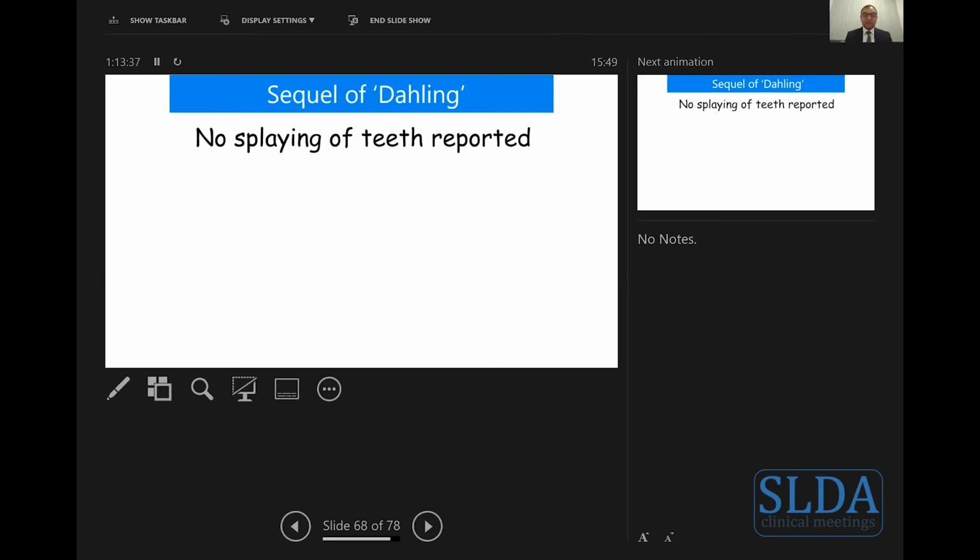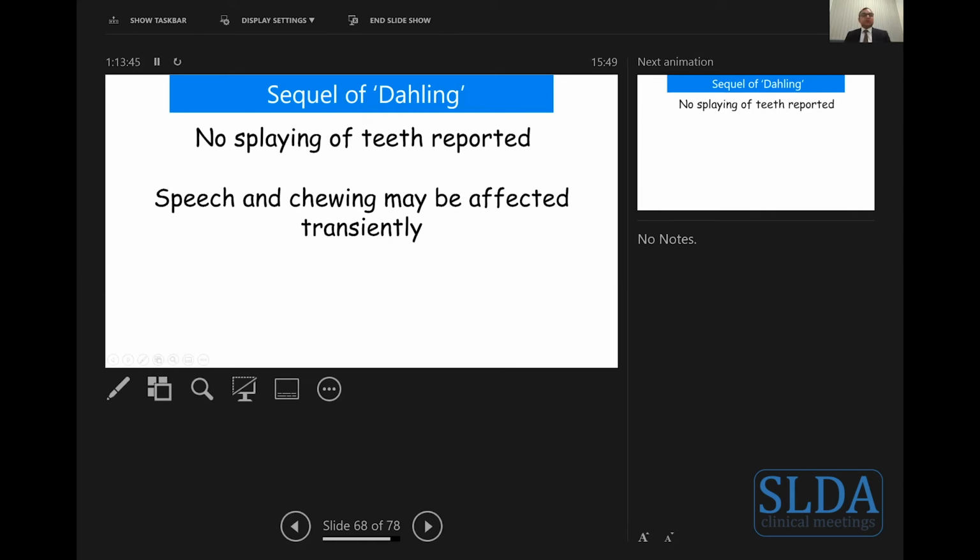And for that matter, we know that occlusion does not play a big role in the progression of periodontal disease anyway. They also showed that there was no splaying of the teeth, because that's what one might wonder, if I am overloading those two teeth, do they start to splay up or separate? And that was not the case.